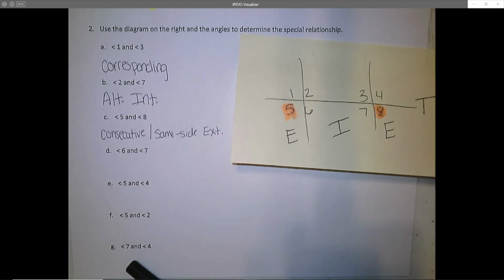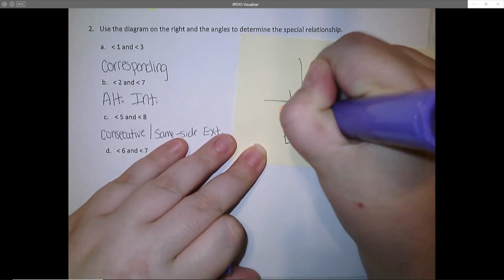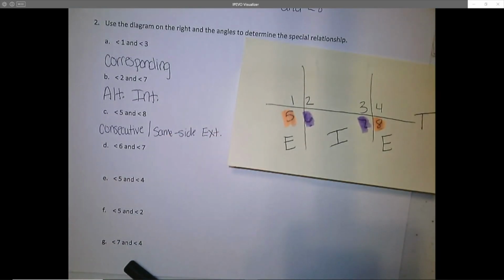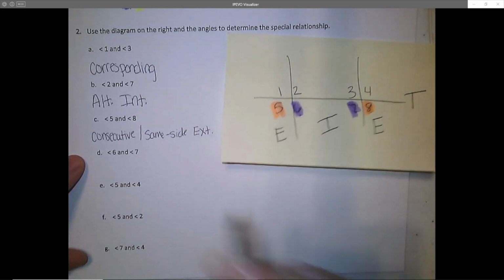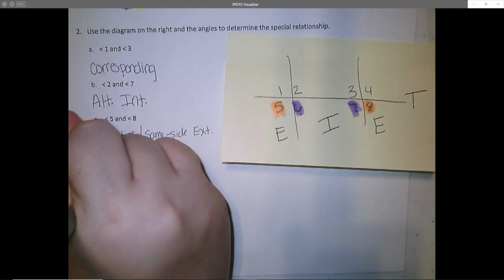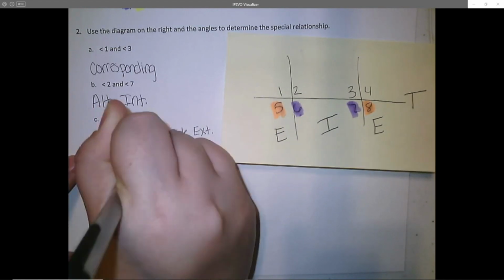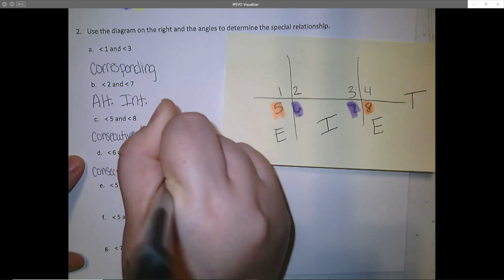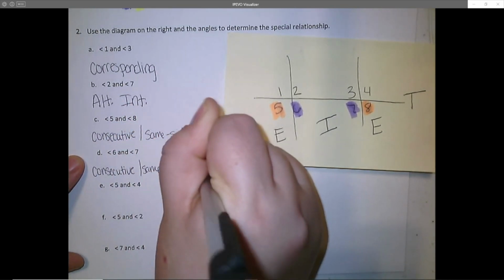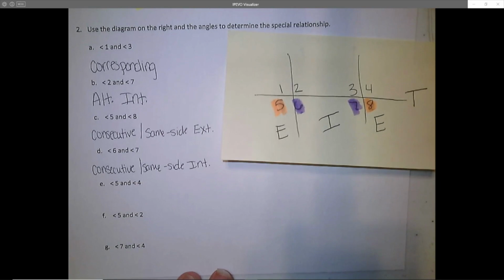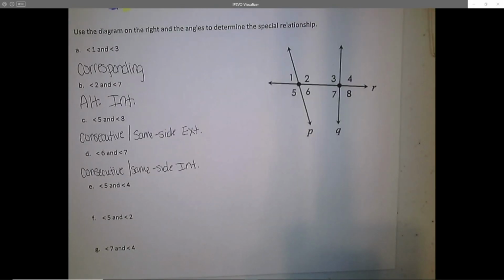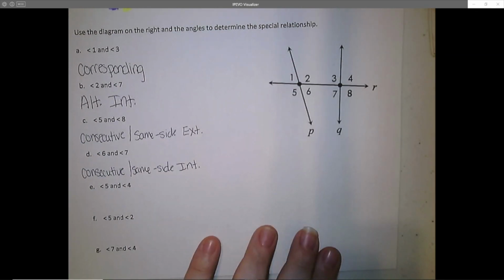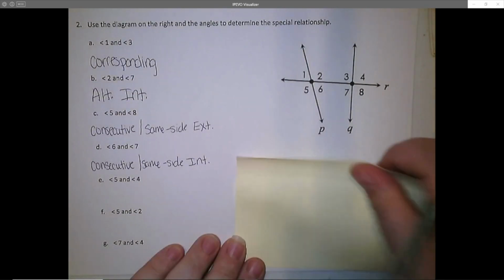Now 6 and 7. I'm going to do 6 and 7 here in purple because we're going to talk about something. 6 and 7, notice they're both on the bottom of the transversal and they're both interior. These are the same thing as 5 and 8, except consecutive, same side, except these are interior angles, so I put INT to represent interior. Big difference: you have to know whether your angles are inside or outside, so you know if the relationship is an interior or an exterior angle.